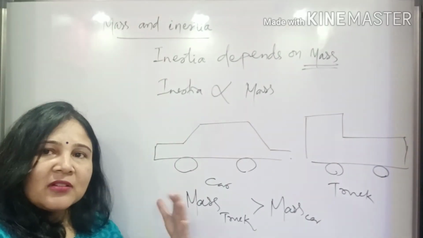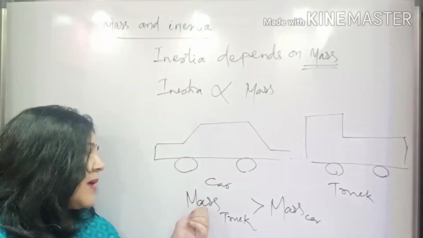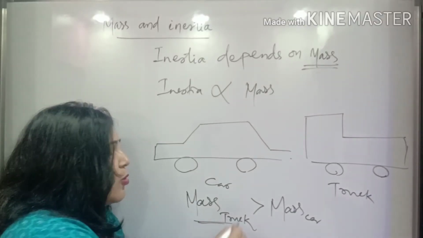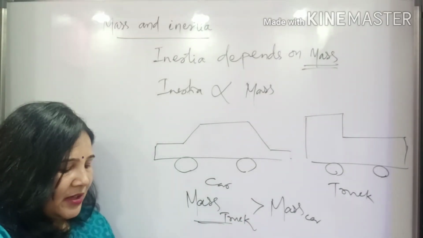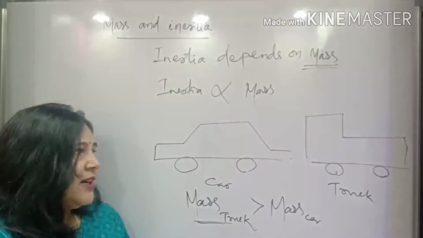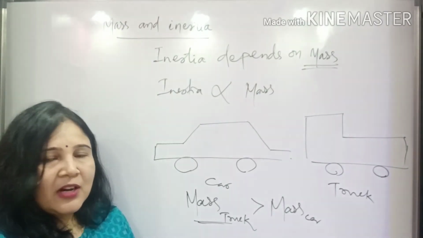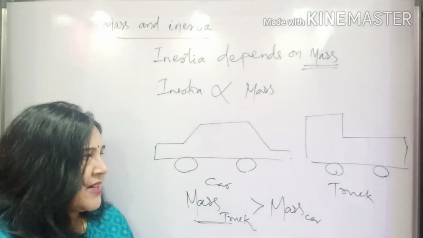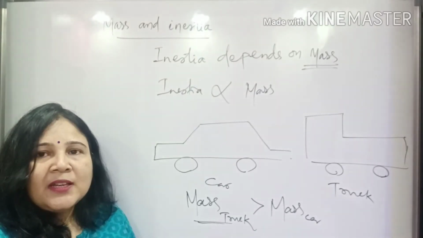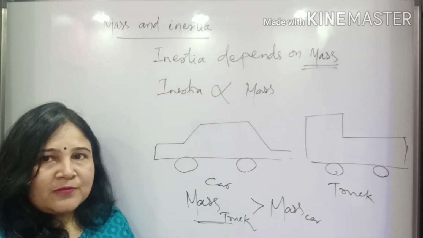The same relation we'll see here. Out of this car and the truck, whose mass is more? The truck's mass is more. So the inertia of the truck will be more in comparison to the inertia of the car. Let's suppose both are at rest. There is a truck lying on the road, so it is at rest. There is a car on the road also. Both are at rest. Now let's suppose we are pushing both of them with the same amount of force.